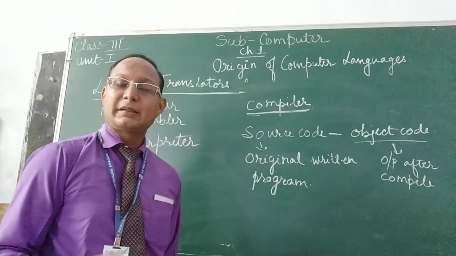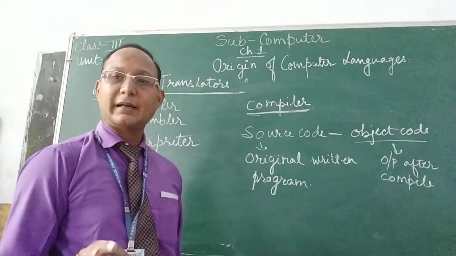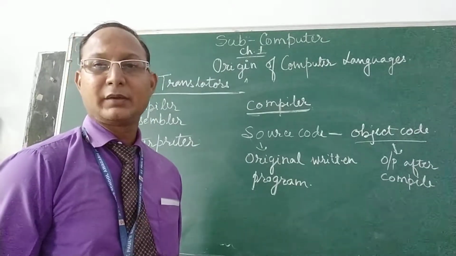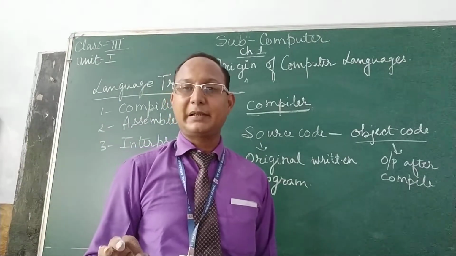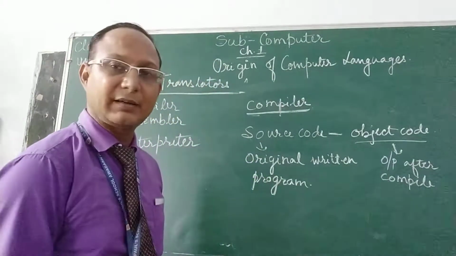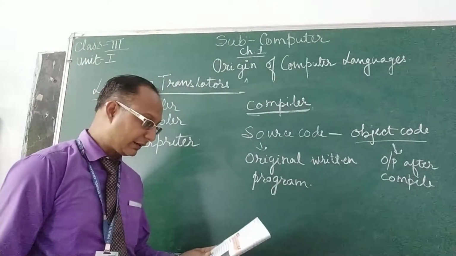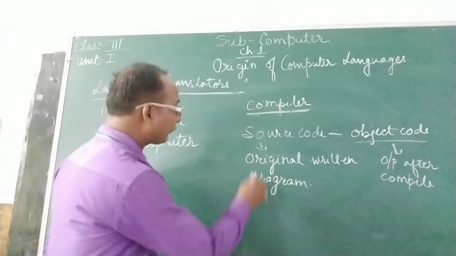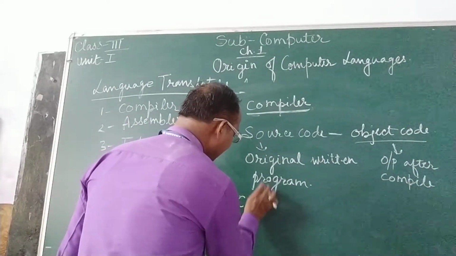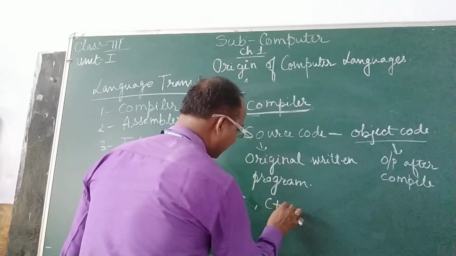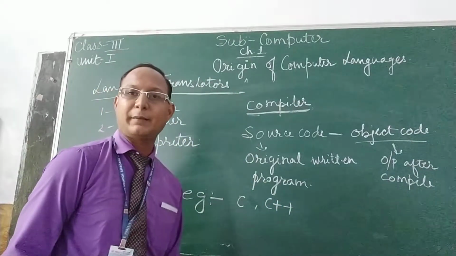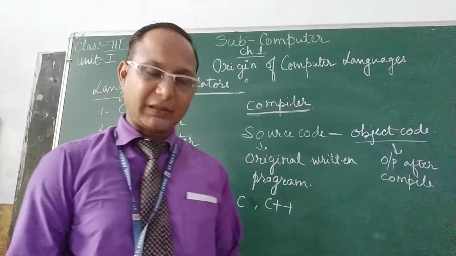Till there is even one error, it will not execute and it will not show the result. If it is compiled completely without any error, then it will show the desired result. Then the program will show your result. And examples of compiler-based programming languages are C and C++.